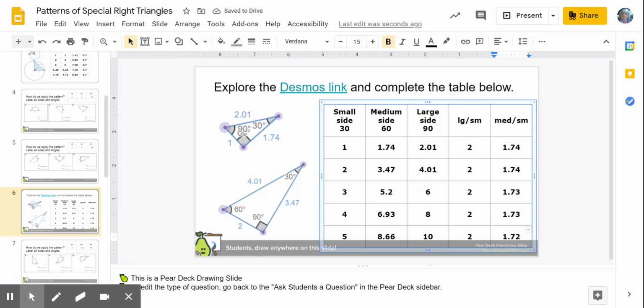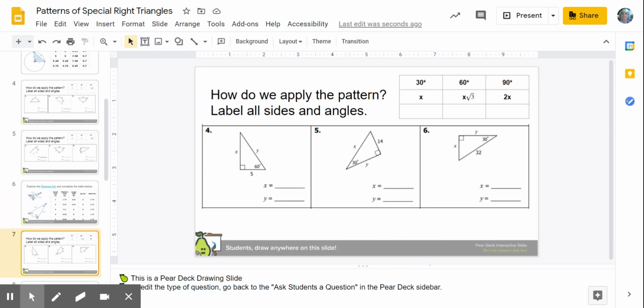The last thing I want you to put in the calculator is, what is the square root of 3? So you're putting in square root of 3. You get 1.73? That, my friends, is our pattern.